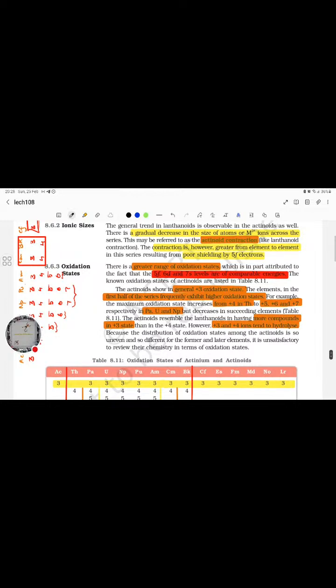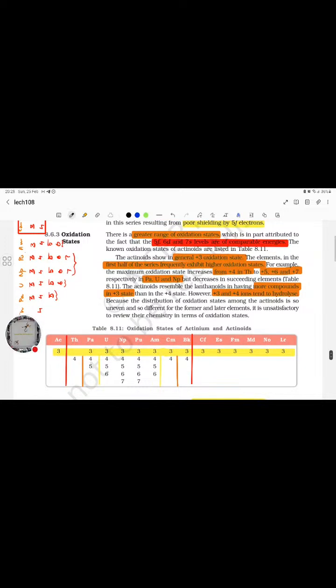Next, oxidation states. There is a greater range of oxidation states, which is in part attributed to the fact that 5f, 6d and 7s levels are of comparable energies. So the reason for this greater range of oxidation states is that 5f, 6d and 7s are all going to have a relatively similar amount of energy. The known oxidation states of actinides are listed in table 8.11.